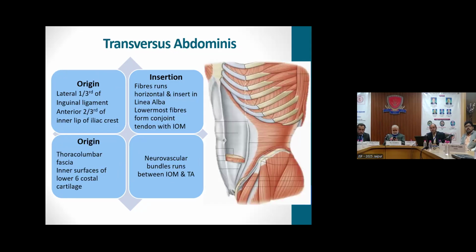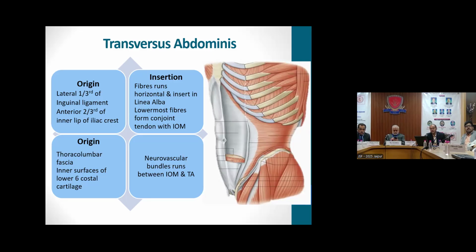Another important muscle is the transverse abdominis muscle. It is a transverse muscle, so the fibers lie transversely. The origin is from the lateral third of the inguinal ligament. So that's why, in open inguinal hernia surgery, you will find only the aponeurotic part of the transverse abdominis, not the muscular part of it. And then there is origin from the anterior 2/3 of the inner lip of the iliac crest, from the thoracolumbar fascia and the inner surface of the lower 6 cartilages.